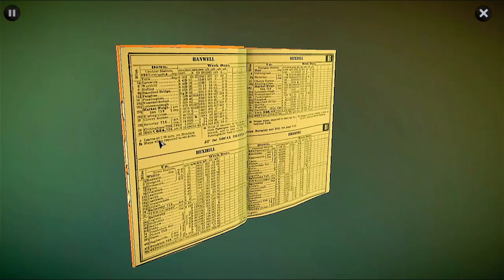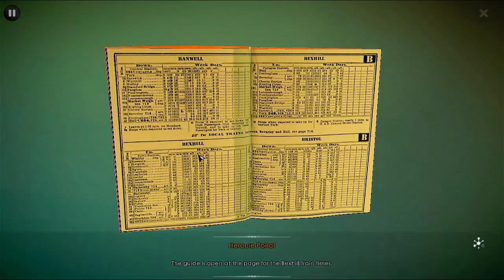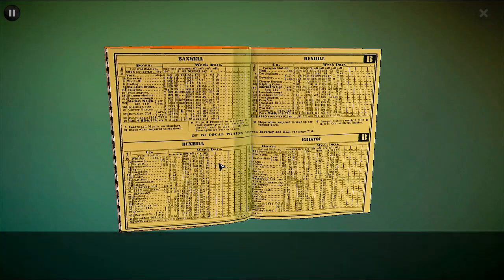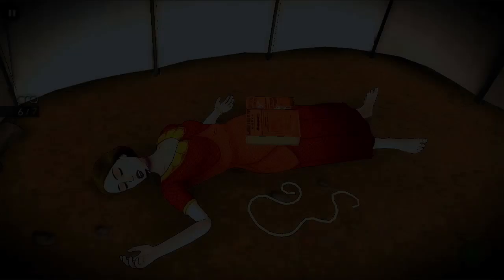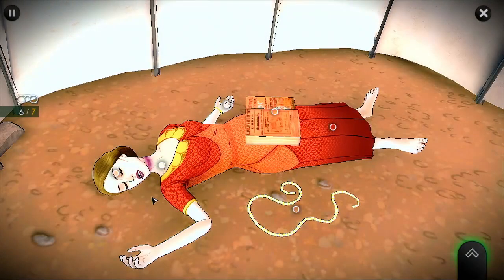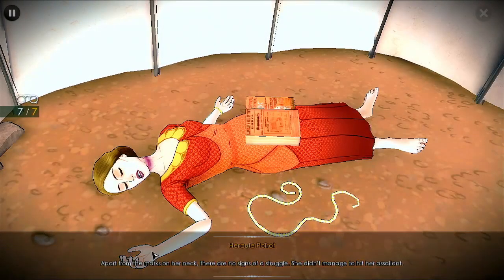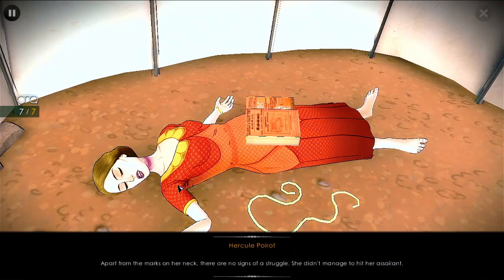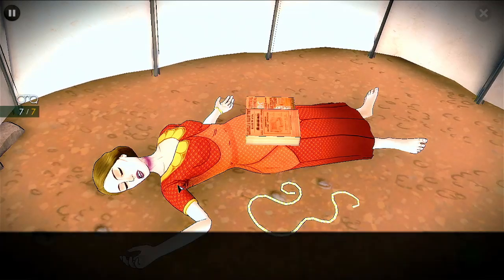Let's see, it's open at B, isn't it? Yeah. The guide is open at the page for the Bexhill train times. Is there a link to the railway, or is it just a case of... Apart from the marks on her neck, there are no signs of a struggle. She didn't manage to hit her assailant.